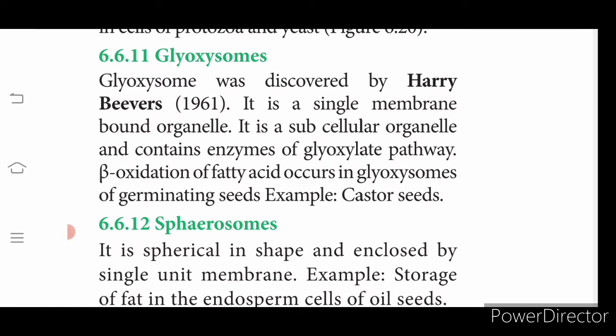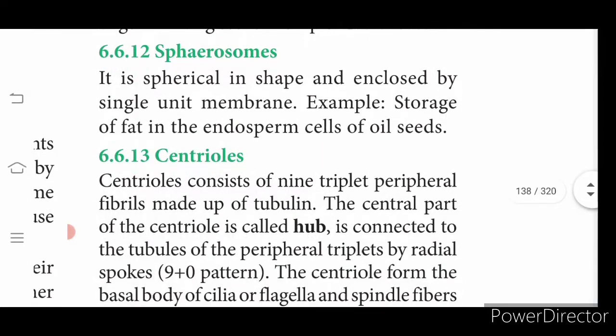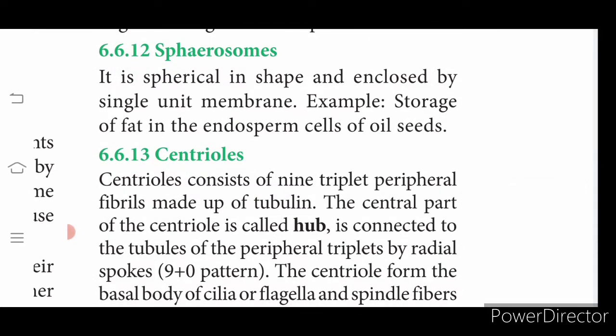For that it requires the enzyme. That enzyme is stored in a rounded body that is called the glyoxysome. Next we have pherosomes. These are spherical shaped bodies enclosed by a unit membrane, so a single membrane only, they call it a unit membrane. It helps in storage of fat in the endosperm cells of oil seed. Endosperm is nothing but the storage material that is present in the seed. Endosperm has got nothing to do with any reproductive purpose. It is giving nourishment for the seed.